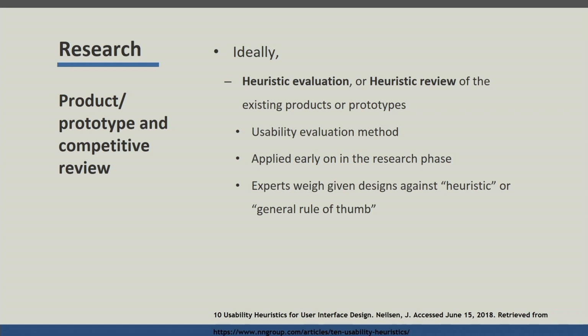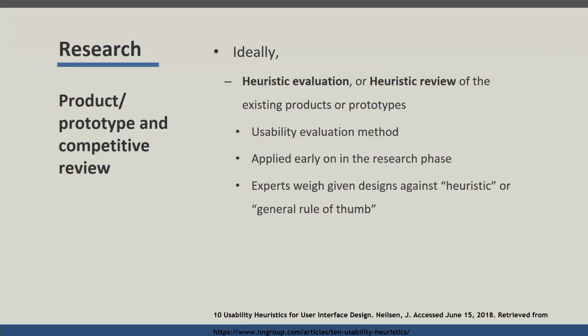We will understand it once again when we are covering the usability evaluation part. It can be applied early on in the research phase. So this is the earliest possible phase in the entire design process that you are seeing, right? In this particular phase also, heuristic evaluation or heuristic review can be applied. What happens here is that experts judge given designs against a set of heuristics, which you can understand as general rules of thumb. A heuristic is not a design guideline, it's a general rule of thumb, and we will see what those rules of thumb are. But experts, 3 to 5, will review all the existing designs against these heuristics.